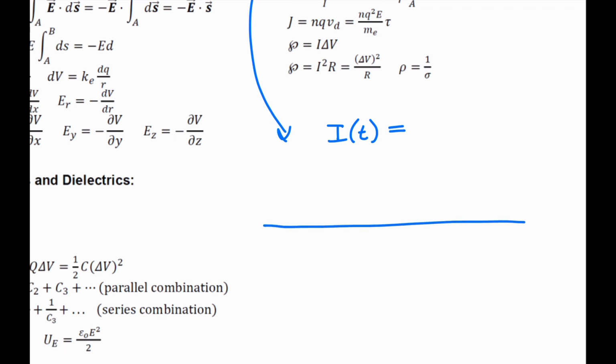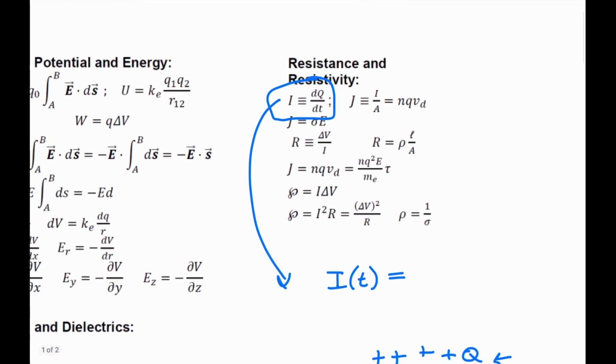Let's say we have a wire here. There are charges inside of it. Maybe they're positive charges. Maybe there's electrons, so they're negative charges, but they're all flowing through this wire in this direction, kind of like a river.